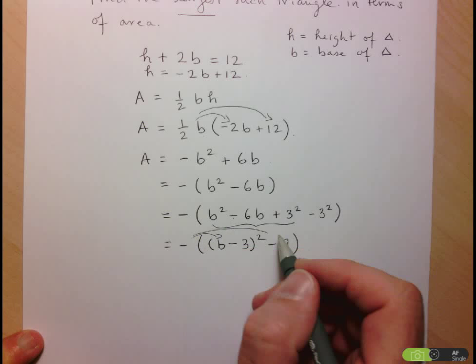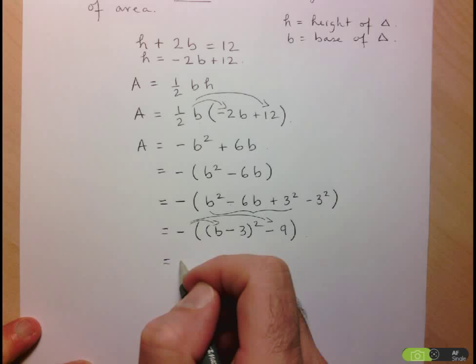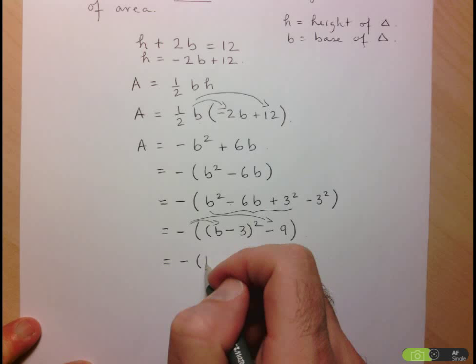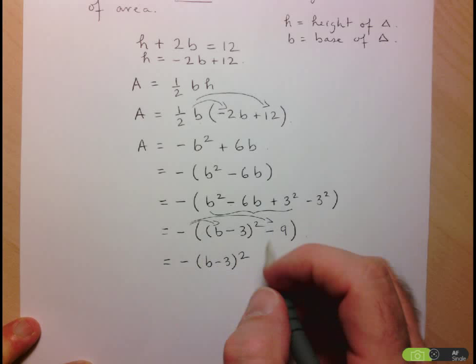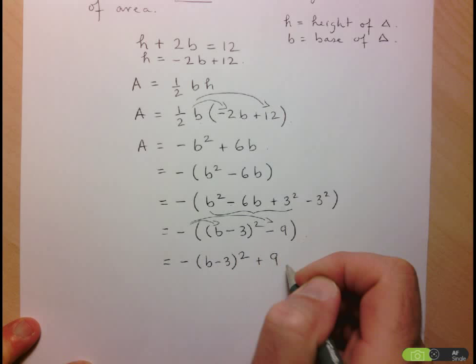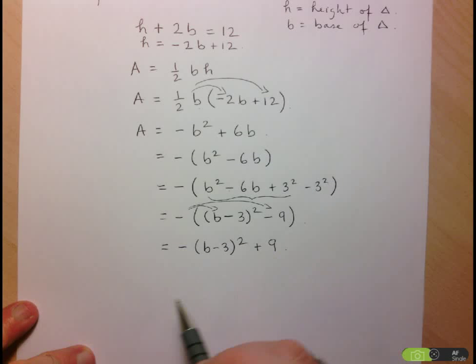I'm going to distribute the negative 1. So negative 1 times the first term in the expression, b minus 3 squared, and then negative 1 times negative 9 is going to be positive 9. Okay, and so now we have it in vertex form.